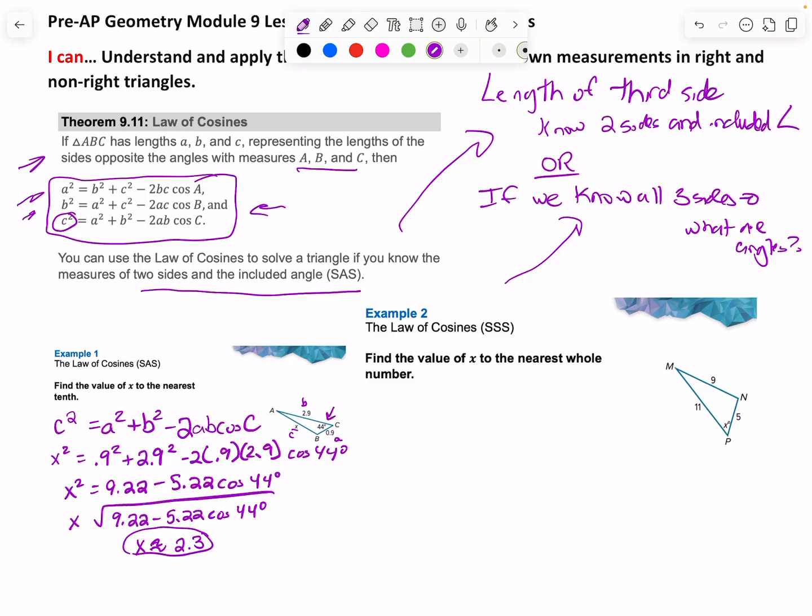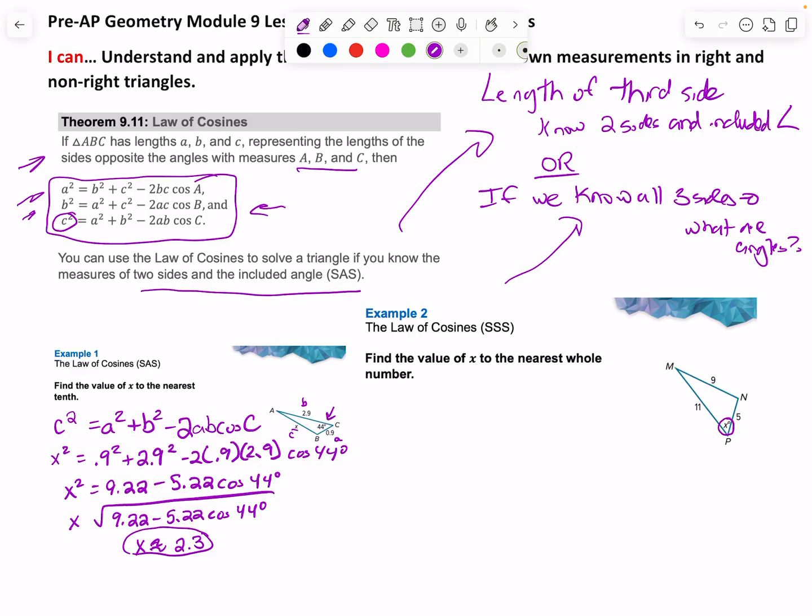We can also use it when we know all three sides of the triangle. Okay, in this case, when we look at this one, we are going to use the law of cosines, and we need to say what it is that we're looking for. We're looking for P, right? P is what we're looking for.